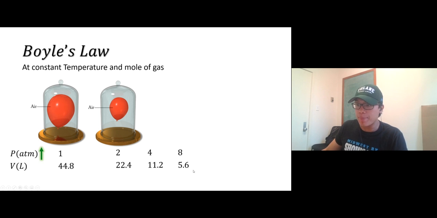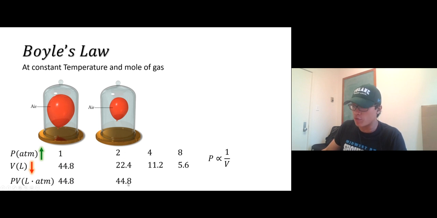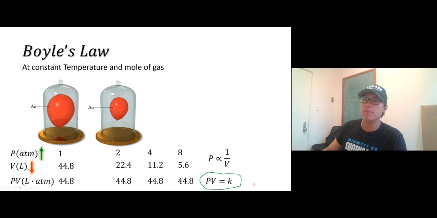So he's saying that high pressure means low volume. So pressure and volume are inversely proportional. All right. But if you do PV, the product of pressure and volume is always the same. So 44.8 times 1 is 44.8. 22.4 times 2 is 44.8. And so on, 44.8, 44.8. Right? So he said that P times V is constant. That's Boyle's law. Always constant.